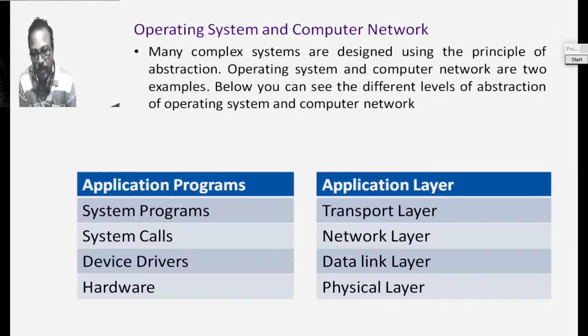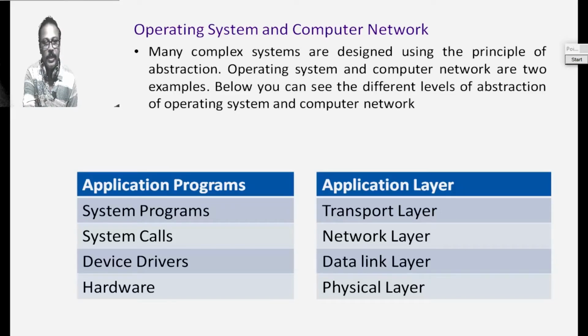Operating system and computer network. These are the best examples for understanding the principle of abstraction. So the operating system and computer network, both are very, very complex software, and both are designed using the principles of abstraction.